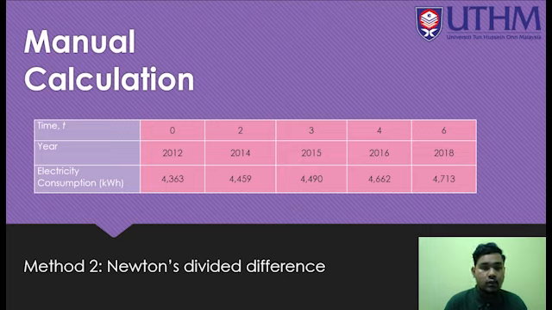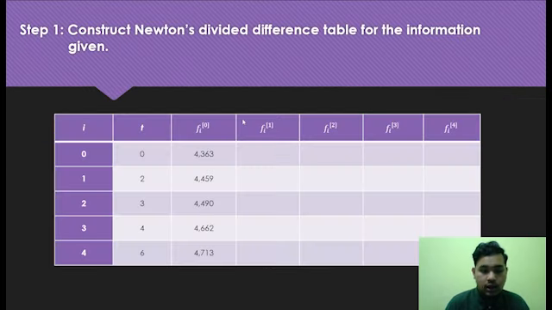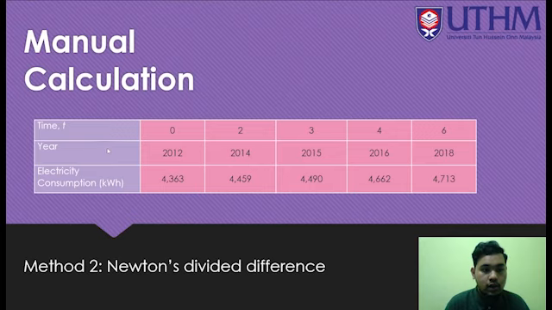Okay, now I want to do the manual calculation for the second method in interpolation, that is Newton divided difference. The data given is just year and electricity consumption, so we just add the time for T.